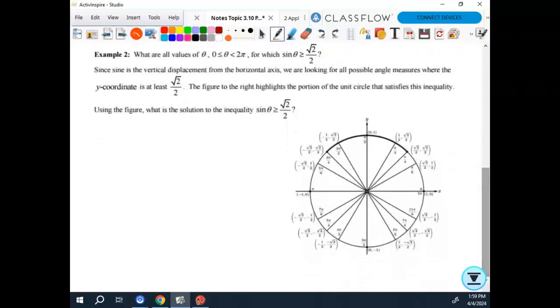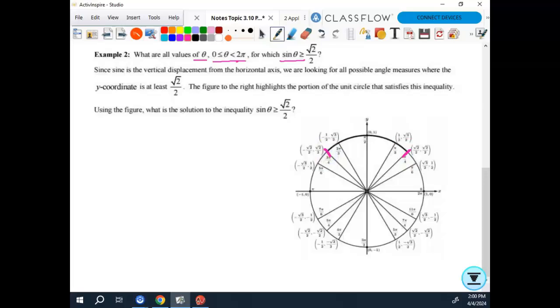I want all the values of theta between 0 and 2 pi. Would I include 2 pi if it shows up? No, because of the way it's written. All right, so for which sine is greater than or equal to the square root of 2 over 2. Over here you have an entire unit circle, which you don't even need all this stuff, and you definitely won't get it every single time. But we want to look to see where sine equals square root of 2 over 2. Well, that's at pi fourths and at 3 pi fourths, right?